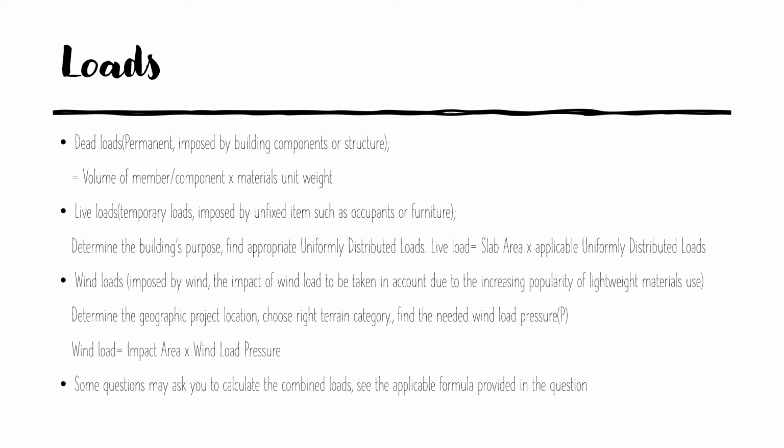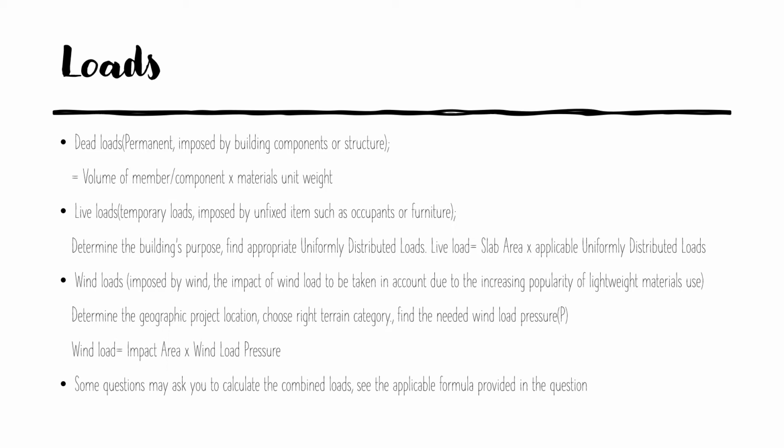After which, you will need to find an appropriate uniformly distributed load in the table provided to you. Then you will calculate the live load by multiplying the slab area and the applicable uniformly distributed load.